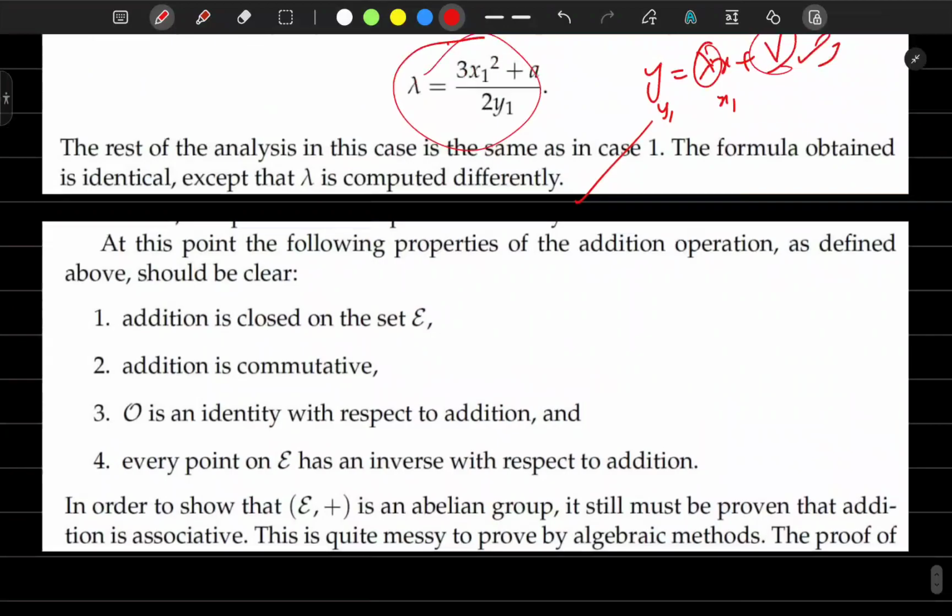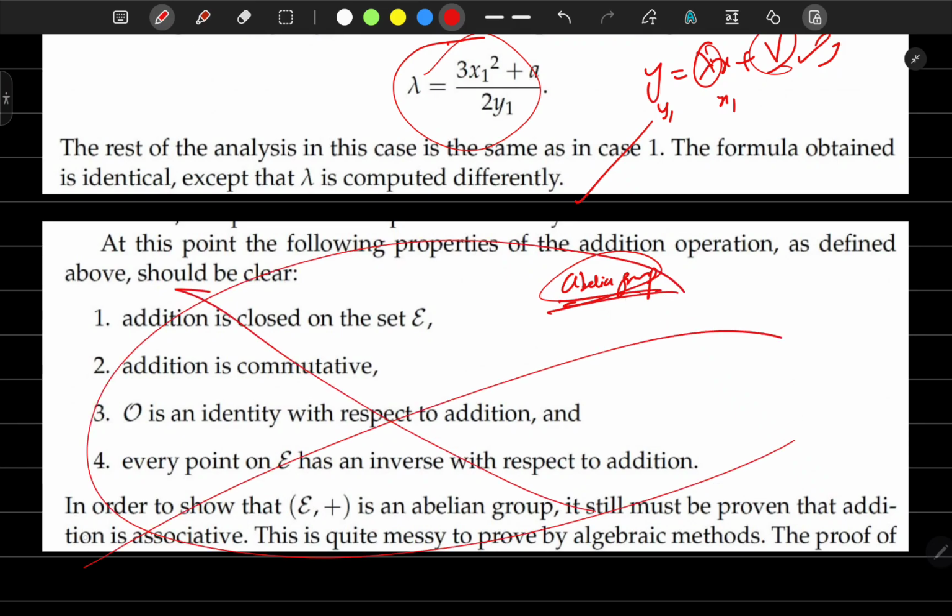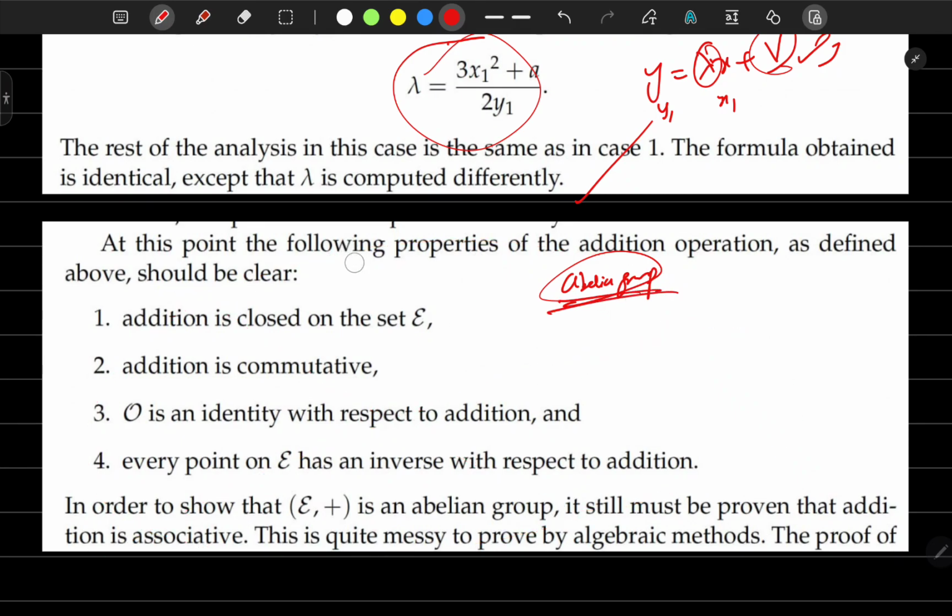If you understand the basic definition of a group and an abelian group, then there is no need for an explanation of this point. This is all re-explaining what abelian group properties are in detail.